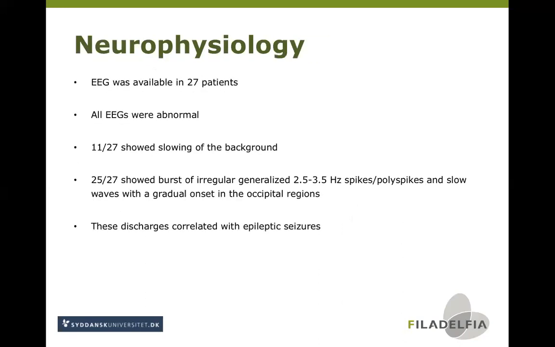Then, as I said, my colleague Elena Gardella reviewed the EEGs, which were available in 27 patients. They were all abnormal. In 11, they showed a slowing of the background. And 25 out of 27, so almost all of them, showed bursts of irregular generalized spikes, polyspikes and slow waves with a gradual onset, especially in the occipital regions. And these discharges correlated with the seizures of the patients.